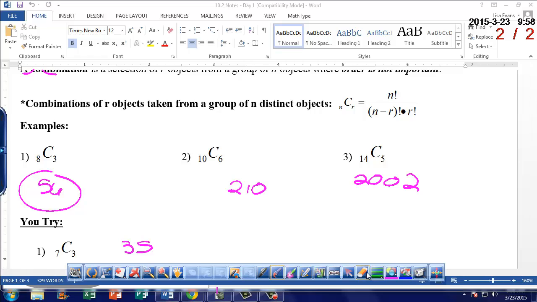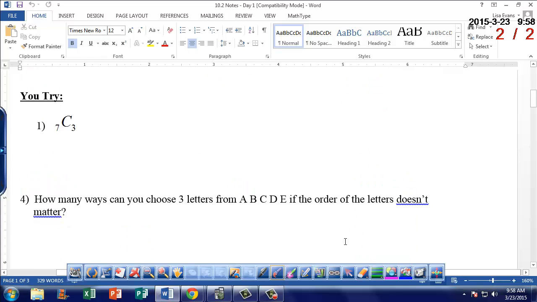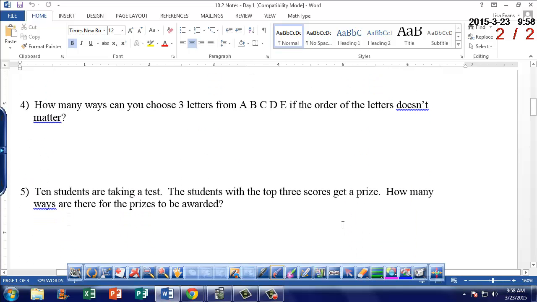Okay, let's go ahead and start applying this to some word problems. Number 4, in how many ways can you choose 3 letters from A, B, C, D, E if the order of the letters doesn't matter? So I don't care about the order. I don't care if I end up with BAC or CAB. It doesn't matter to me, but we're choosing 3 of the 5. So we're going to do 5C3. Go ahead, pause the video, take a minute to plug it in your calculator, and you'll see that you get 10.